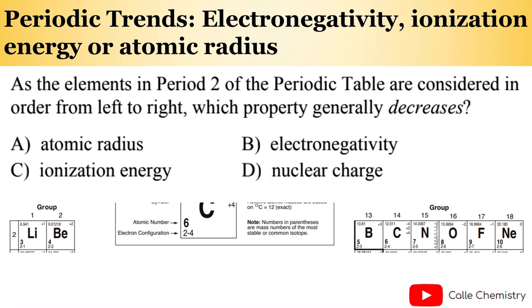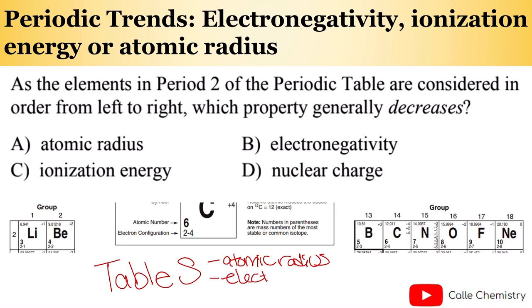Let's move on to the periodic table. Okay, periodic table trends. Now, the periodic table trends, if you do not have them memorized, that is perfectly fine. You are going to use what the reference table gives you, which is Table S. Table S gives you atomic radius. It gives you electronegativity.